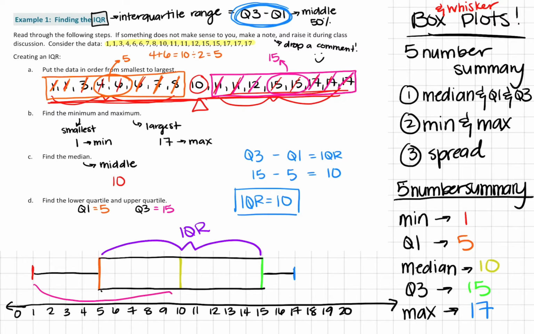Now, I color-coded it so it's nice and easy to see where all of these different things are. My minimum is at 1. It's all the way down here. And then Q1 is at 5. The median, or Q2, is at 10. Q3 is at 15. And my maximum is at 17. And that's a box and whisker plot.